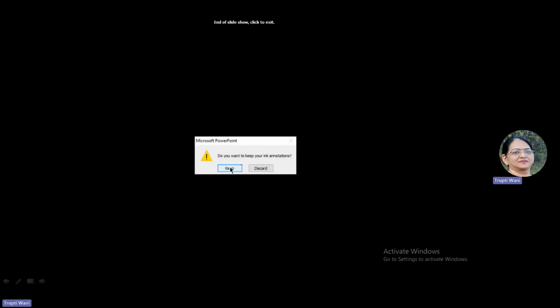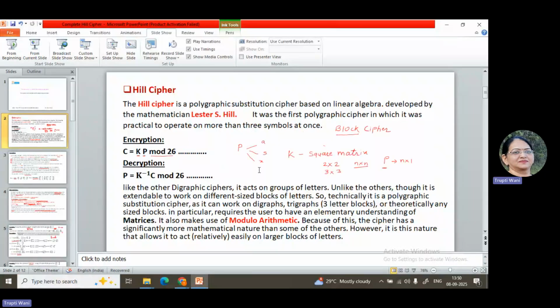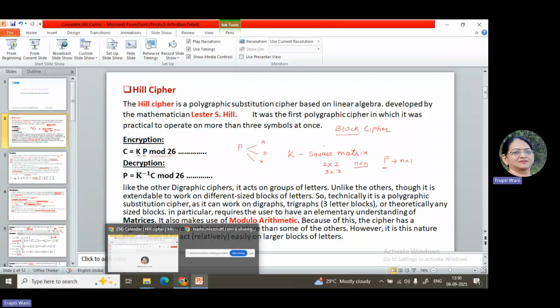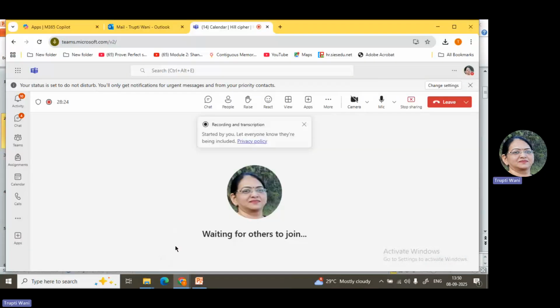Hope all of you understood this one. Method of converting plain text into cipher text, and again back to plain text. So encryption and decryption by using a Hill cipher of 2 by 2 and 3 by 3 key matrix.